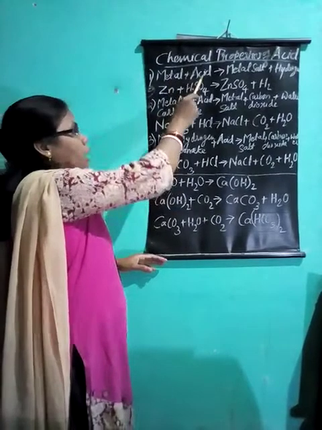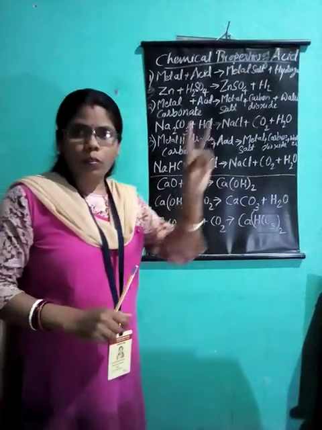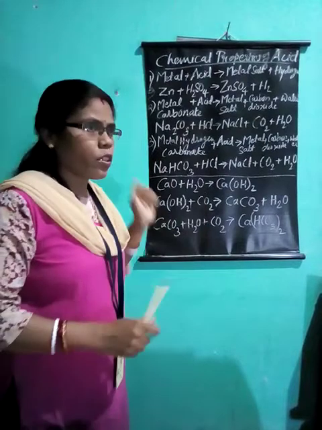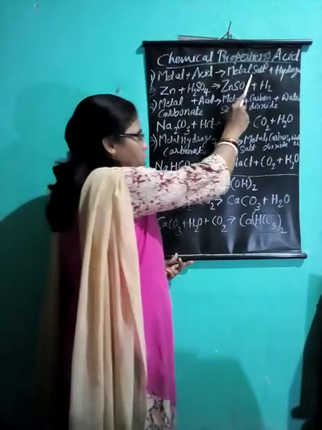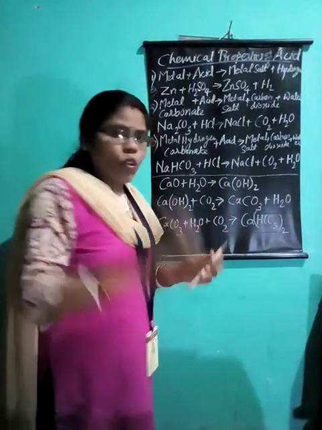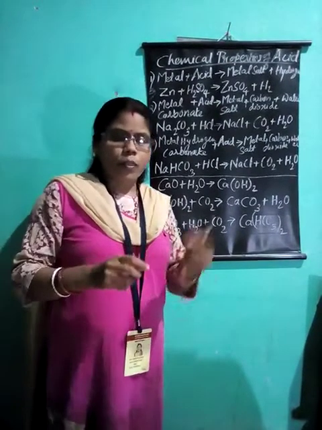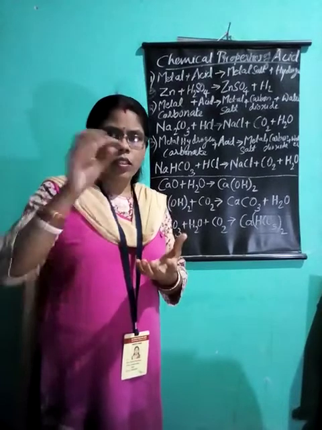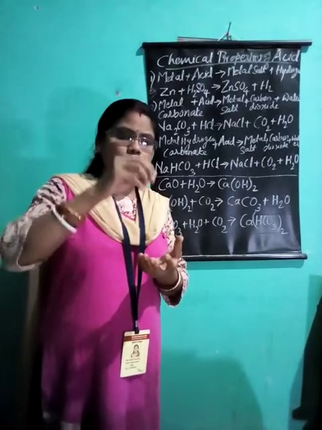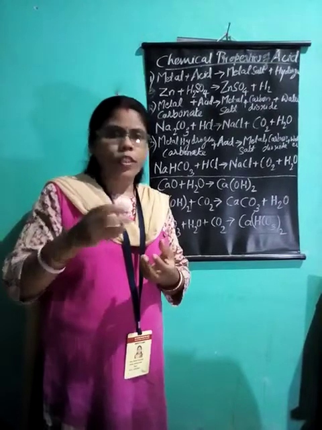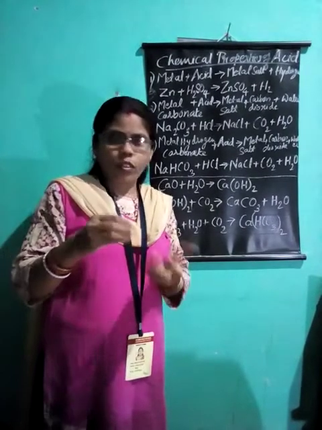Metal plus acid. Acid plus metal. When metal and acid are combined, what happens? Metal salt is obtained along with hydrogen gas. What is happening? There is an experiment. You take zinc granules in a conical flask. In that you add some acid. You will be able to see bubbles coming out, and some salt is formed.